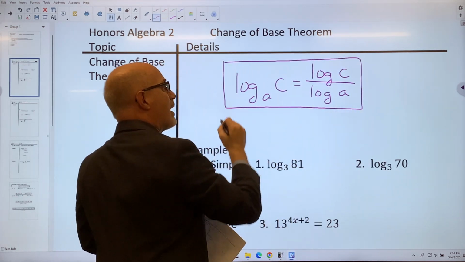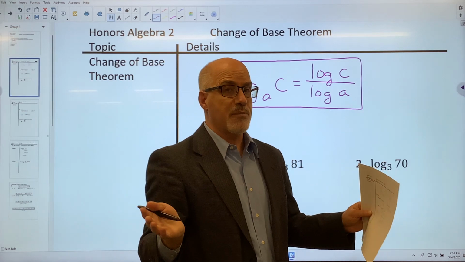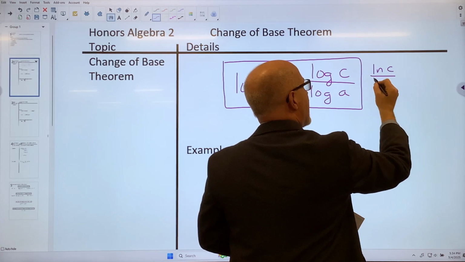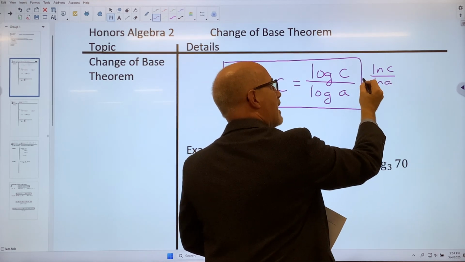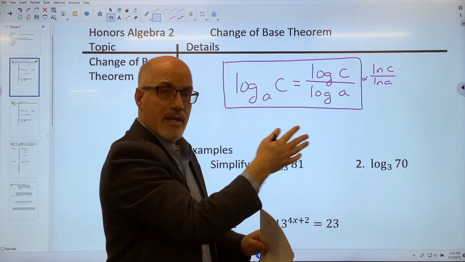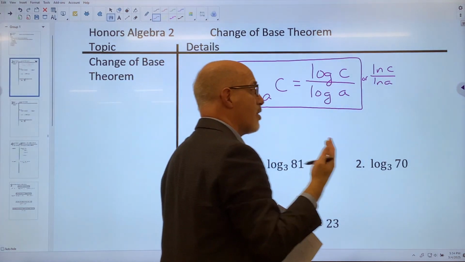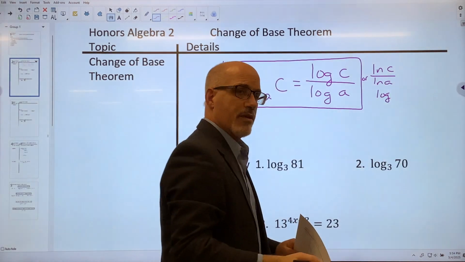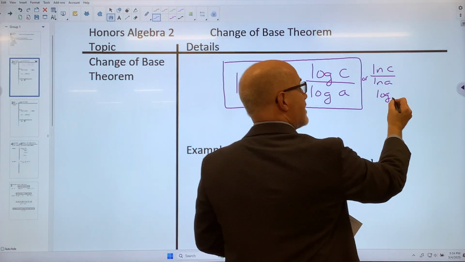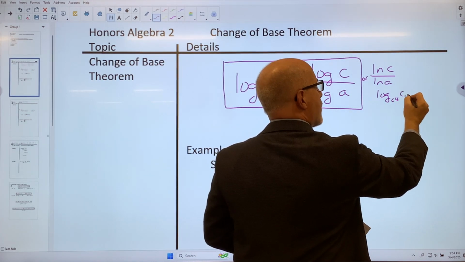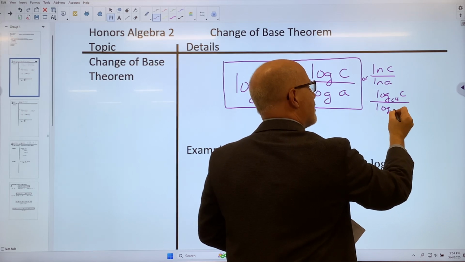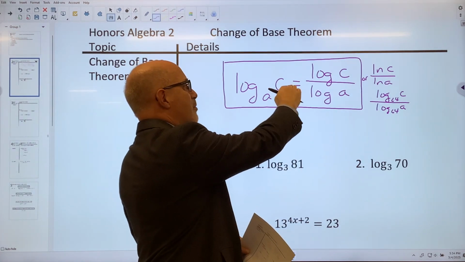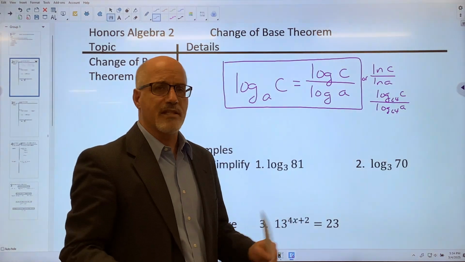Now, what I want you to recognize is it is not limited to just base 10. If I did the natural log of c over the natural log of a, it would give me the same answer. Those would make sense to use because they're right there on your calculator. But also, maybe you have a favorite base for logarithms. Say your favorite base is log base 64. Well, it's the same for that one. The change of base theorem works for any base you want to change it to. If you take the log of the number inside the logarithm over the log of the base, you'll get the same value.